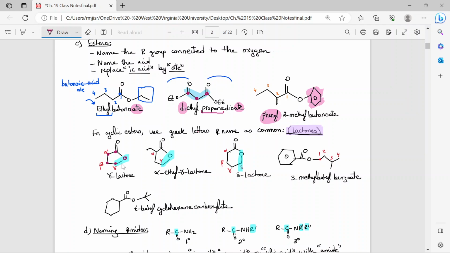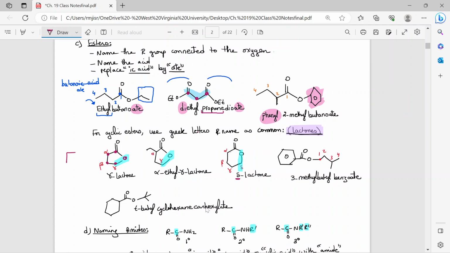If you have a 6-membered ring, then this is going to be called a delta. So that is going to be called a delta lactone in there. If there is any substituent, since we are naming those cyclic esters with the common name, just determine on what carbon that substituent is and make sure to put the Greek letter that corresponds to that position.